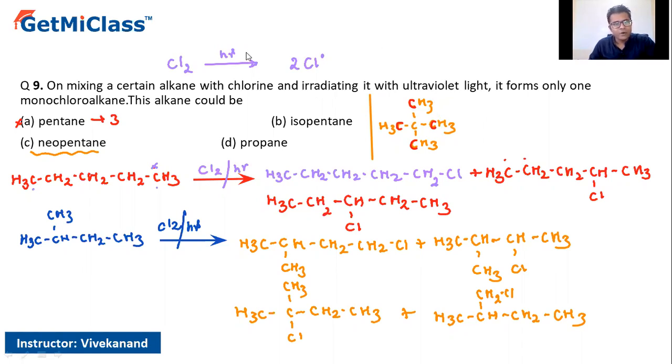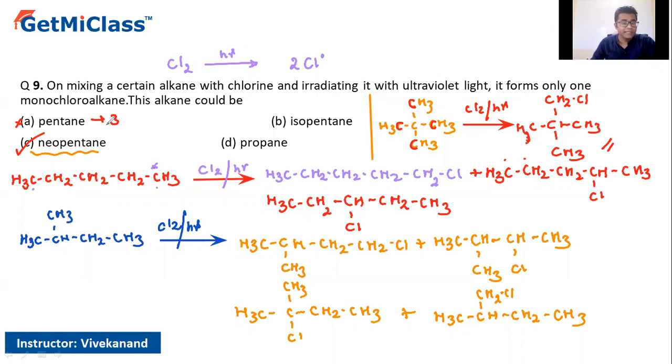So when it undergoes a reaction in the presence of chlorine and h nu, one of these hydrogens is going to be replaced. So therefore it gives us CH2Cl, C, CH3, CH3, and finally here CH3. So this is going to give me only one type of product, and hence our answer is neopentane in this case.